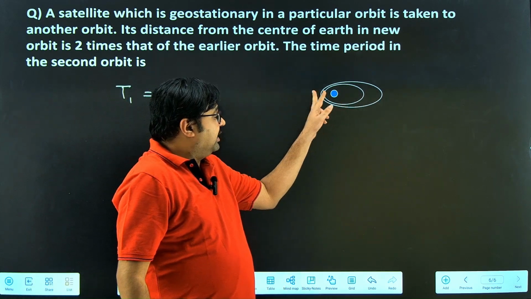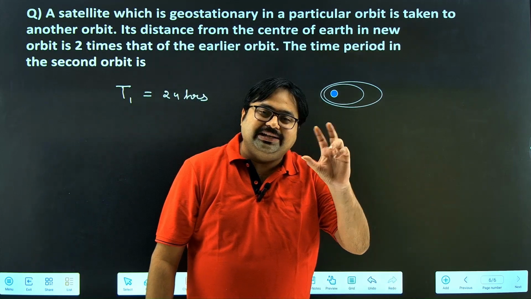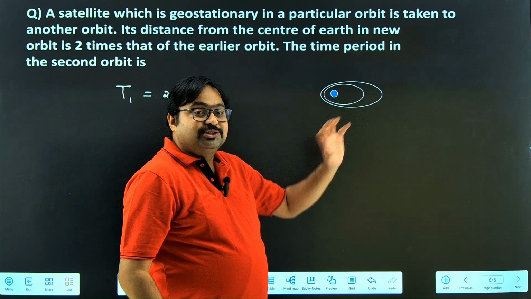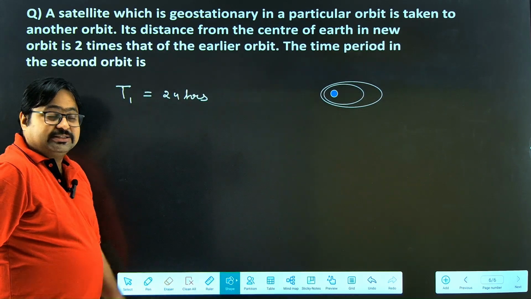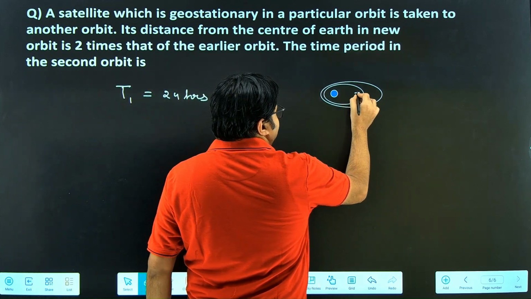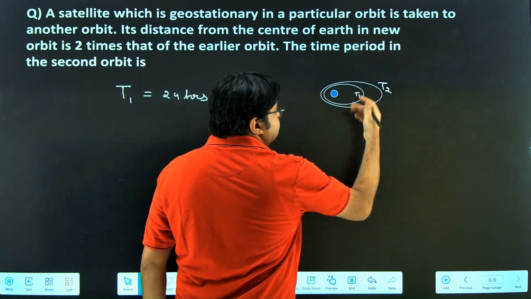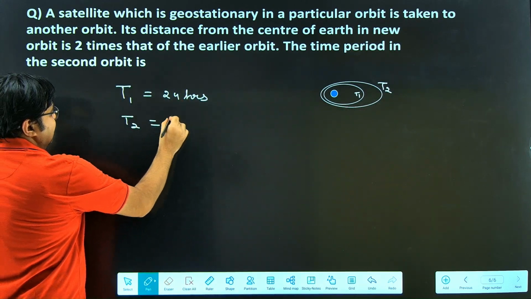I'm not talking about any distance out there. The mean distance would be the length of the semi-major axis. So that has doubled. The time period in the second orbit is the question. If the time period in this case was T1, what is the time period in the second case? That's the question to you. So let's find out what's T2. Very easy job to do.